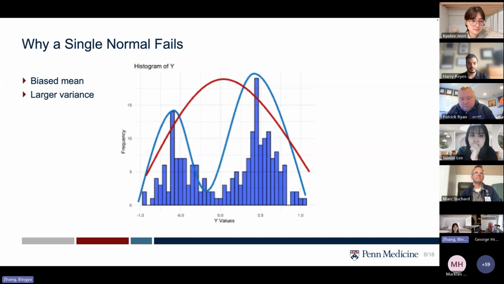Here is a simple illustration showing why a single normal can fail. Let's say all the negative control outcomes come from two underlying bias distributions, shown here in blue. If we use a single normal model, the red line, we can see that it cannot fit the shape very well. We have a biased estimated mean and a much larger variance here.